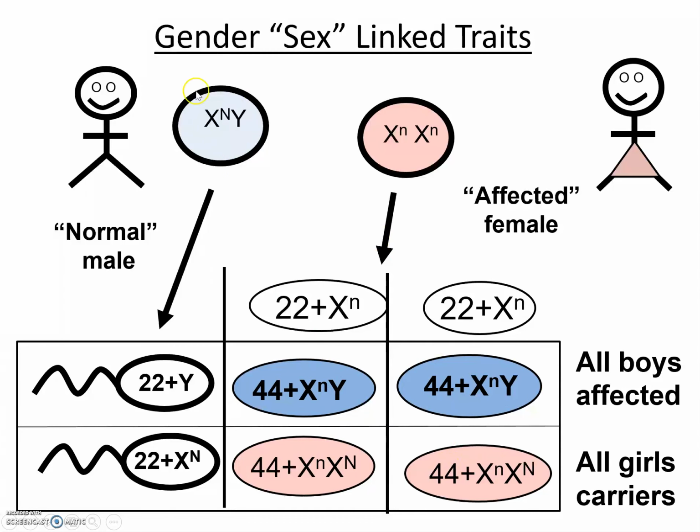And here the girls get the other chromosome from their dad. So in this case, they get the normal trait, and they got that affected trait on the X chromosome from their mom. Either one of these chromosomes has the affected one. And so in this case, all of the girls are carriers there.